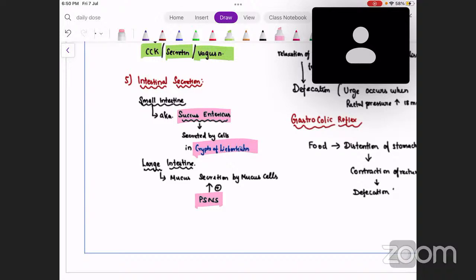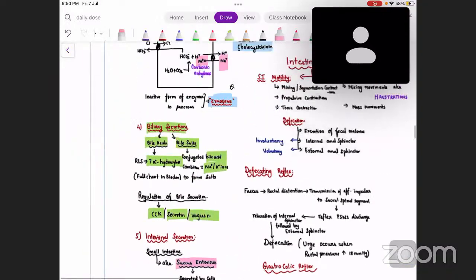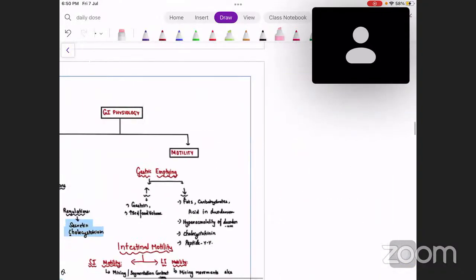Now, succus entericus is secreted by cells of the crypts of Lieberkühn. Mucus secretion in the large intestine is stimulated by the parasympathetic nervous system. Very, very important. So with this, we have completed the GI secretions. We are moving on to the GI motility.